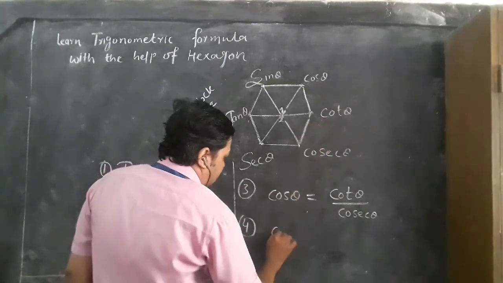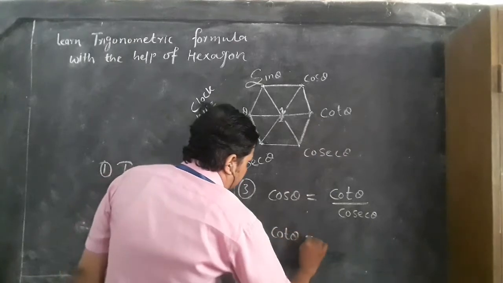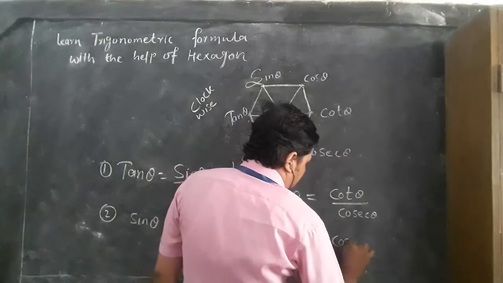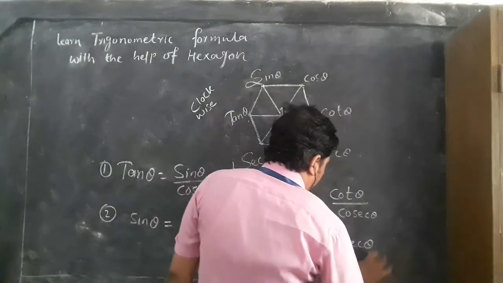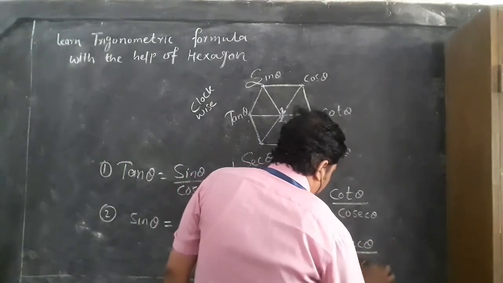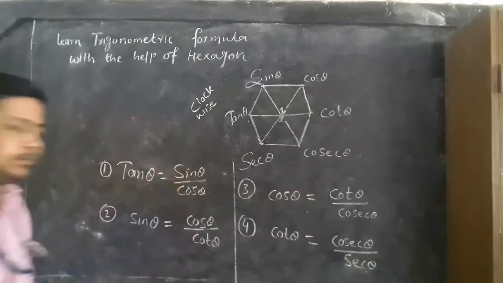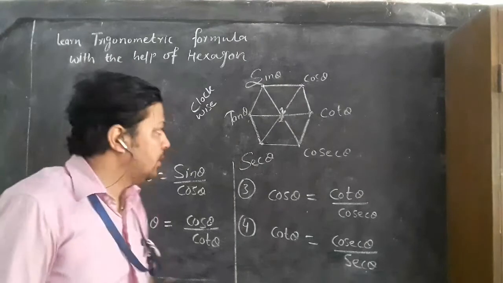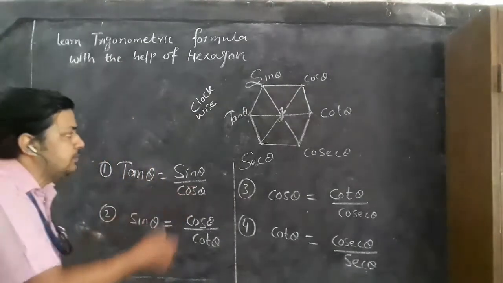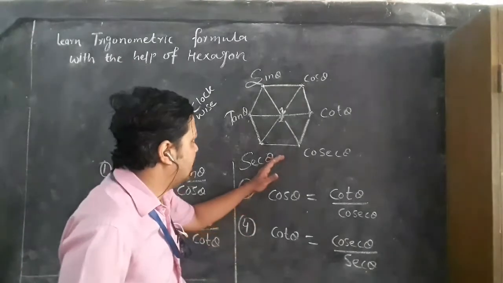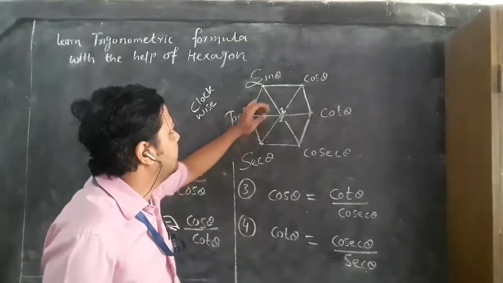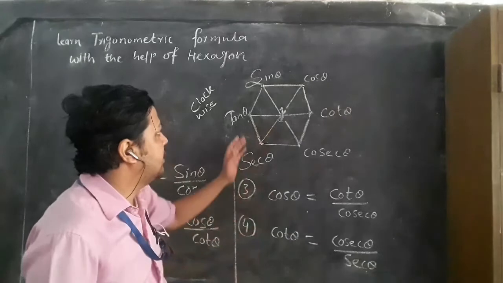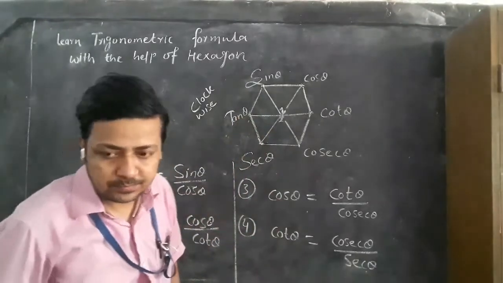Now come to point 4. Cot theta is equal to this one divided by this one, cosec theta divided by sec theta. Got it? So similarly we can write sec theta is equal to tan theta divided by sin theta.